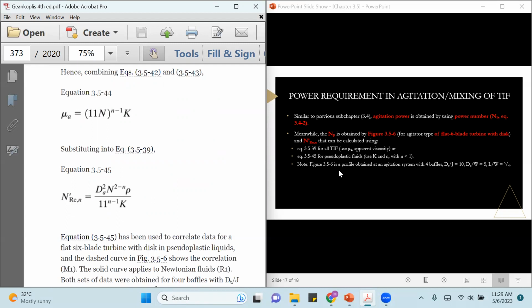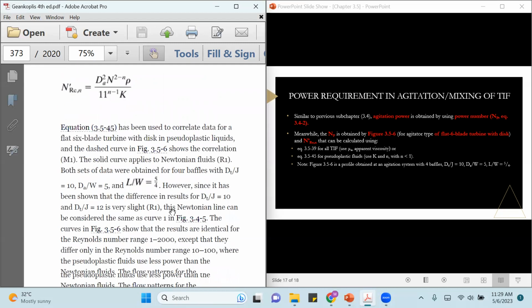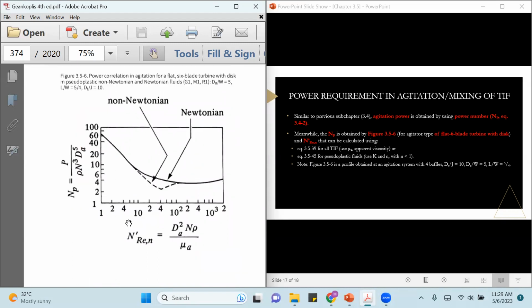Now, this is a note. Figure 6 below here is actually a profile obtained at an agitation system with 4 baffles, dA per W is 5, L per W is 5 to 4, dT per J is 10. If one of these requirements is not met, then you cannot use this figure.